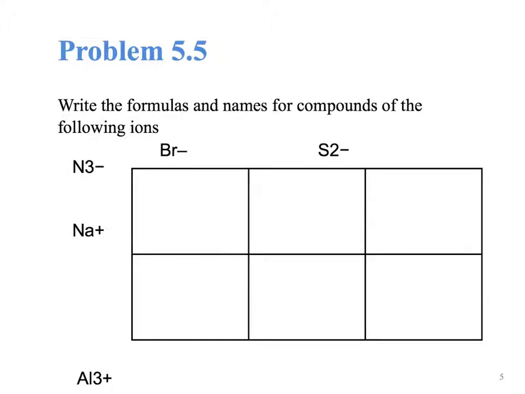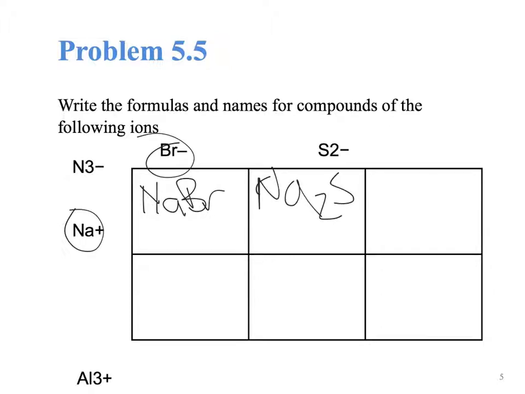Let's do this. We're going to grab the formula and name the compound. So this is a little out of phase, so the formula will be between this one and this one. It will be NaBr, sodium bromide. Between this one and this one, it will be Na2S, sodium sulfide. Between here, it will be Na3N, sodium nitride.